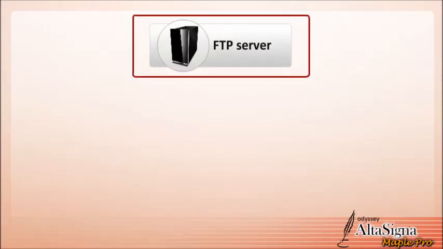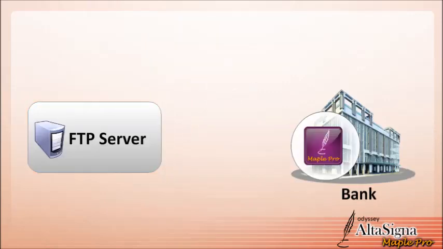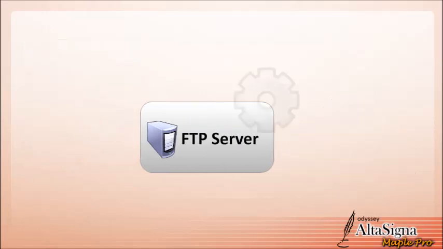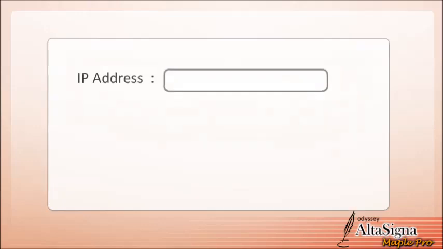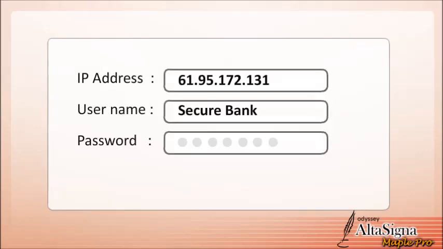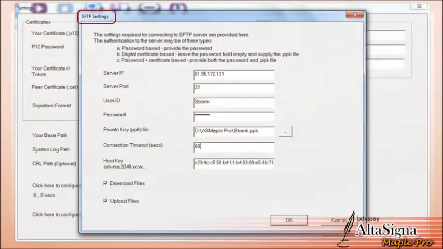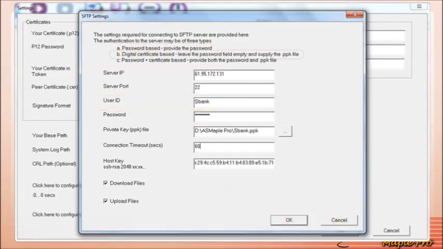The FTP server is the server to which transaction files will be uploaded to from the bank. The FTP server is basically the ACH system that the bank transacts with. Before you begin configuring the FTP server, make sure that you have the IP address and login credentials to the system from NPCI. The authentication to the FTP server can be of three types. Password-based. For password-based authentication, provide the user ID and password for the FTP server.